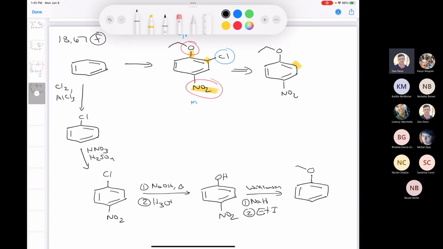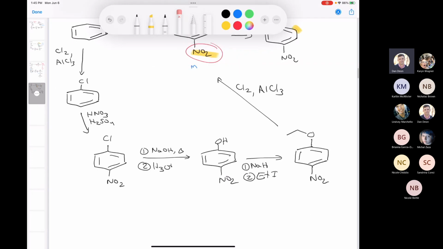So now you've got your ethyl group on there, you've got your nitro, and then the last step is just going to be chlorination. So Cl2, AlCl3. There is nothing wrong with this synthesis at all. I would give this 100%, no debate. It's perfect. There's nothing wrong with it. However, there is a faster way. There's a little bit of a quicker way. I'll show you what it is.